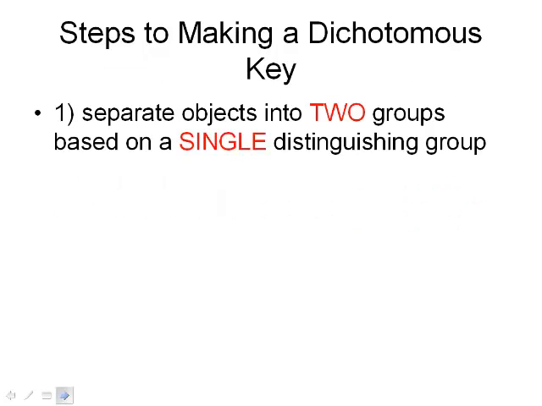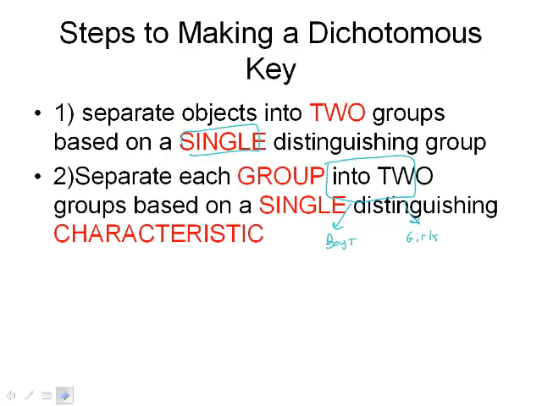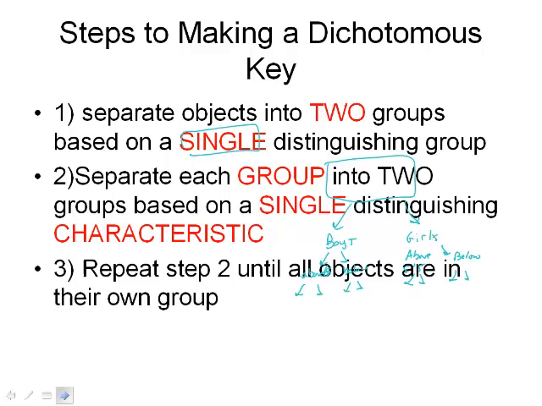Finally, what are the steps for making it? So step one, you're going to take all of your organisms that you have and you break them down into two groups based on one single characteristic. So if you're talking about people, it might be breaking it down into boys and girls. Then you're going to separate each of those two groups based on a single characteristic. Boys might be above 5 feet and below, or let's say 6 feet. And girls might be above 5'5" and below. And then you keep doing that until you have all your people separated out. So repeat step 2 until all objects are in their own group.